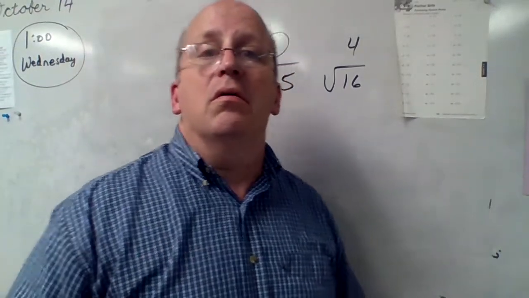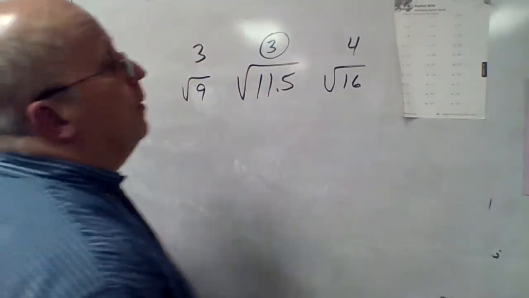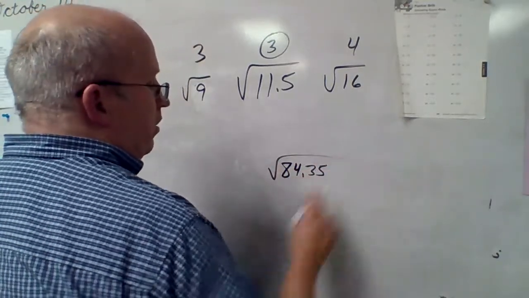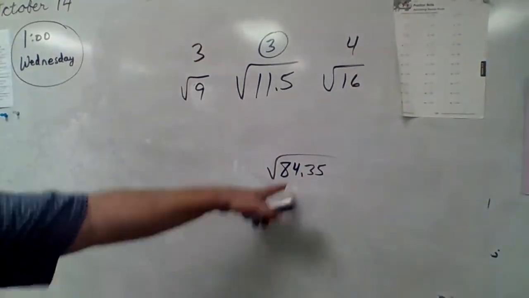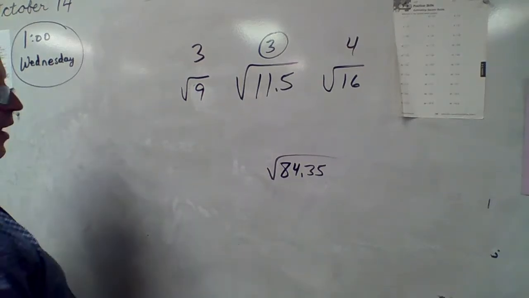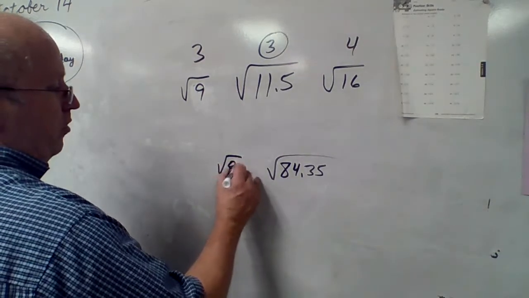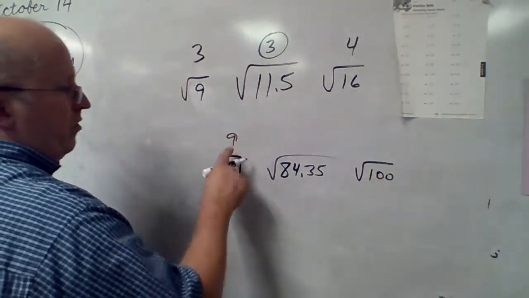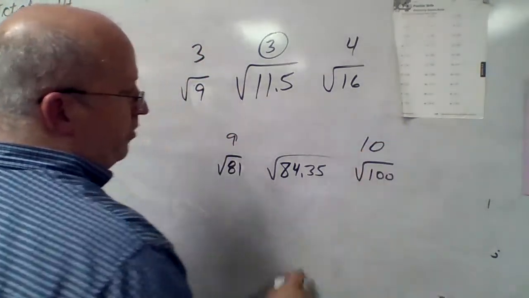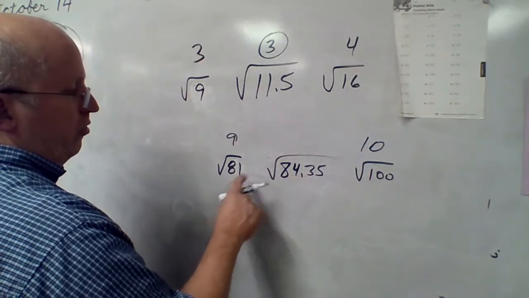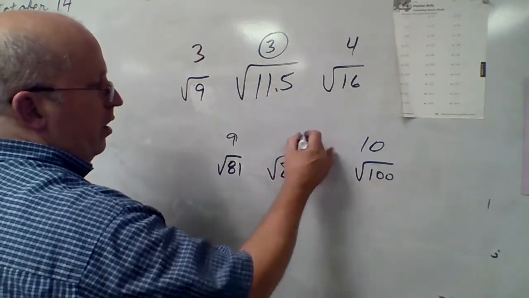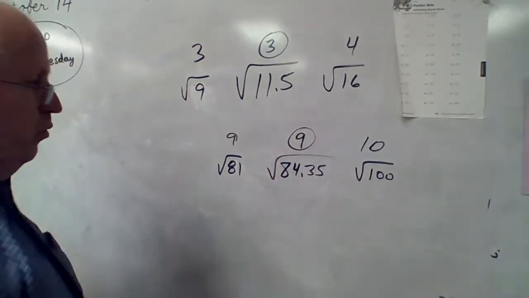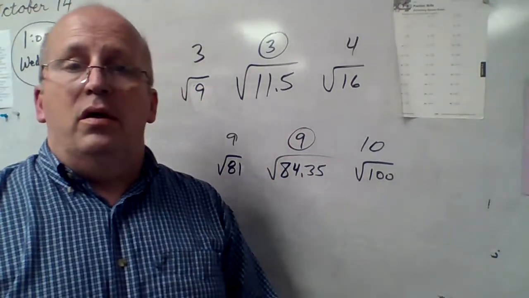No big deal. Okay. What about something like 84.35, and we're finding the square root of that? What's the closest whole number to that? Well, in my mind, I'm thinking about the square root of 81 and the square root of 100. This has an answer of 9. This has an answer of 10. This number is closer to 81 than it is to 100. So I'm going to say that my estimated square root of 84.35 is 9.